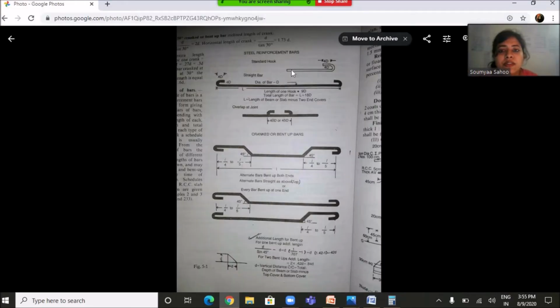In this figure you can see a standard hook. Here the distance from this point to this point is 4d, where capital D is equal to the diameter of the bar. So length of one hook equals 9 into capital D. See, this is 4d, plus D, plus again 4d. So length of one hook is equal to a total of 9d.